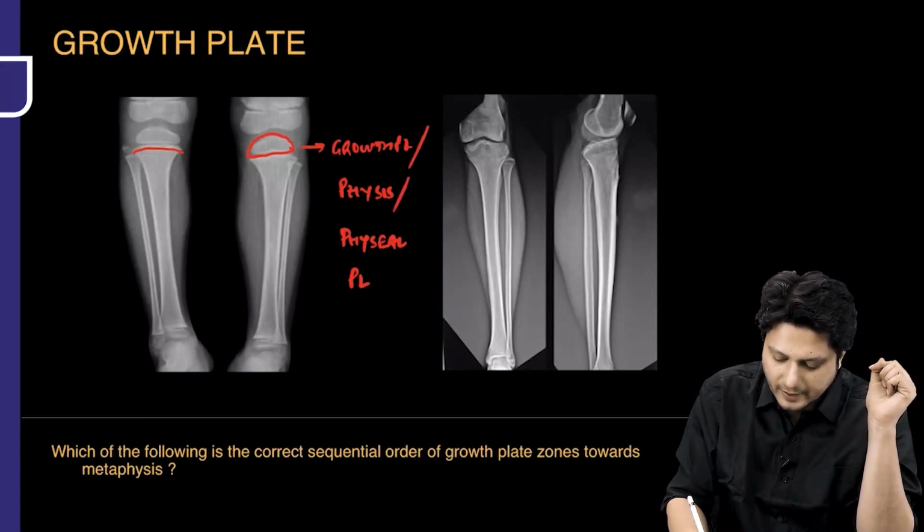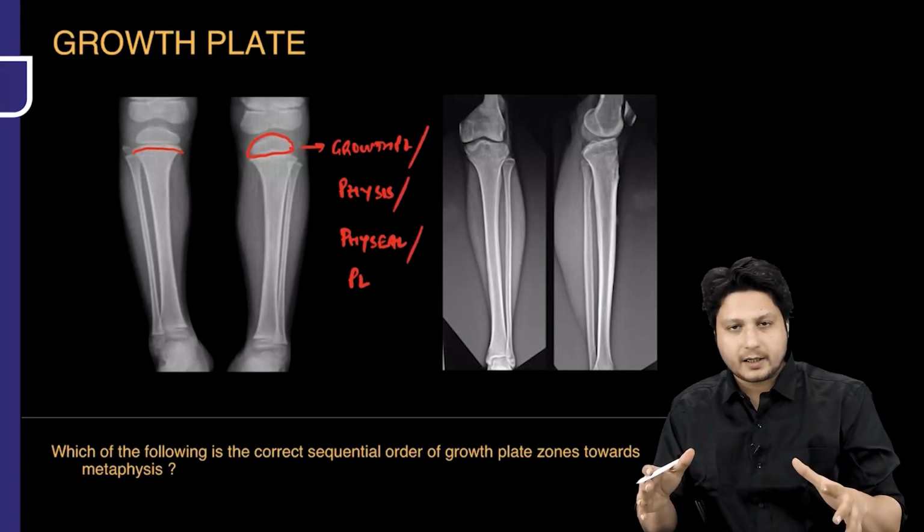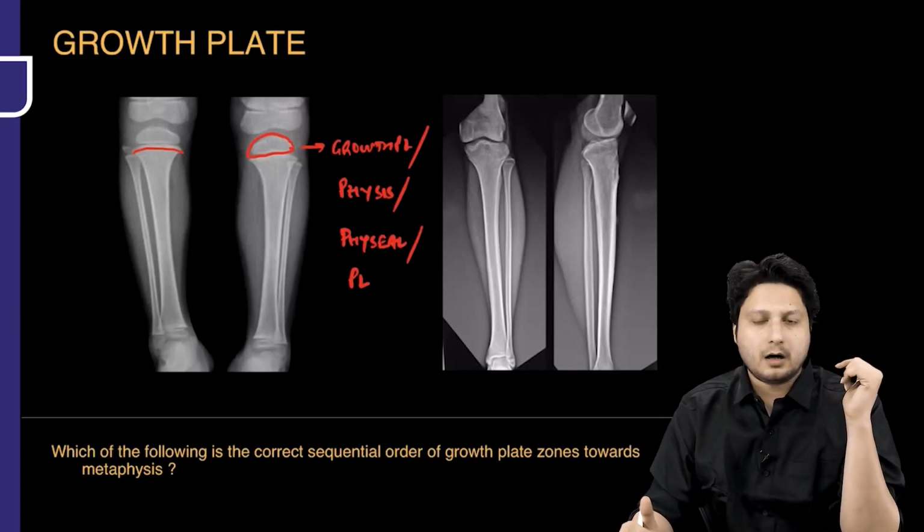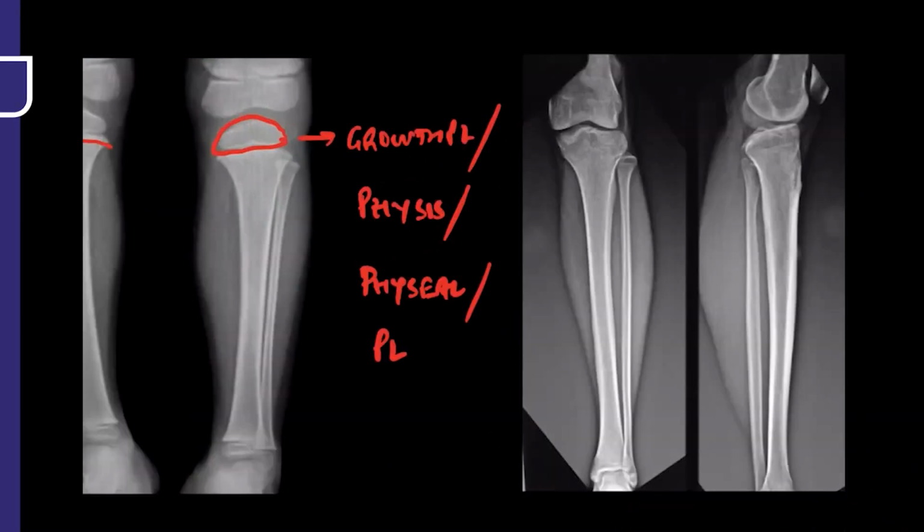Alright, so growth plate, physeal plate, or the physis is one and the same thing, and it is present in between the epiphysis and metaphysis of a growing bone. Now, in case of a mature bone, this growth plate gets obliterated, as a result of which the epiphysis will come in continuity with the metaphysis. So there is no such distinction between the two.